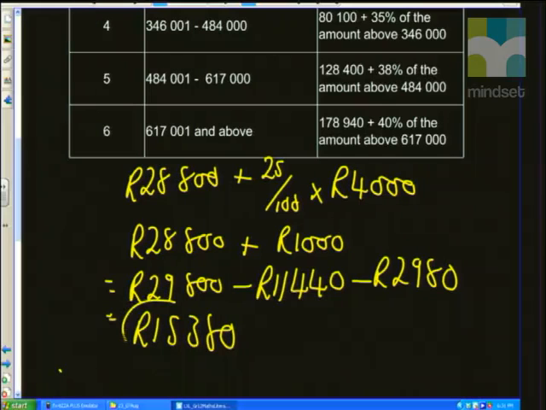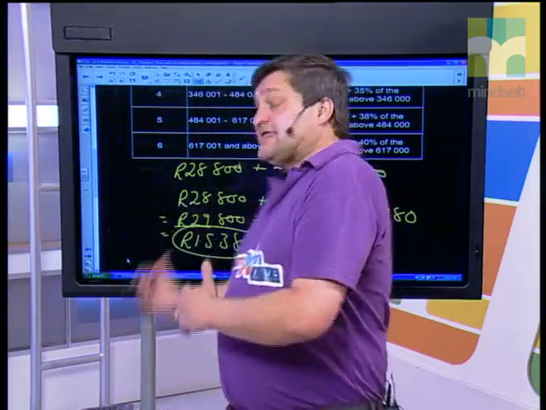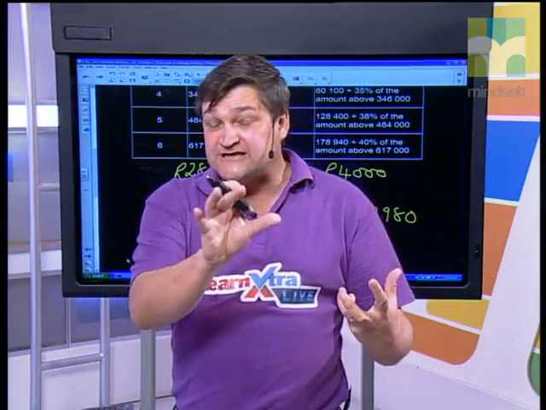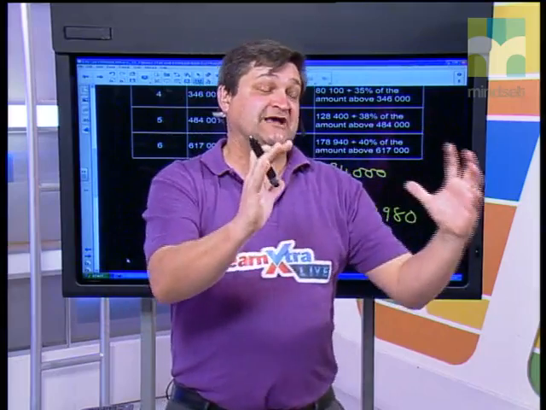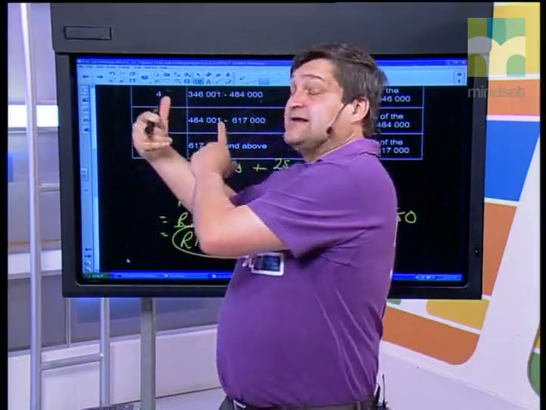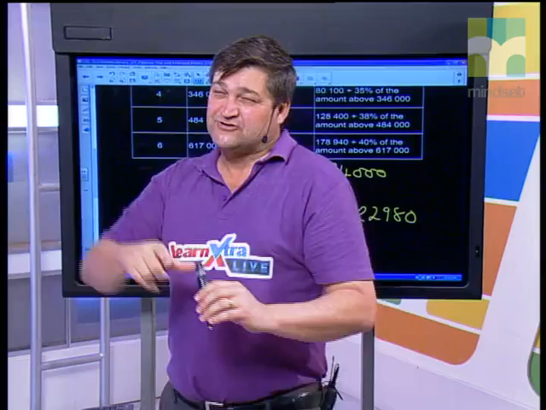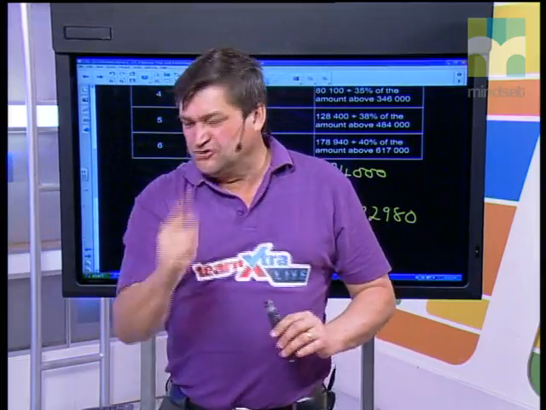15,380 rand. Now, guys, I'm really sorry I didn't have this rebate table, because I really wanted to show you how it works. But basically, when we get that answer and we get our previous answer, you're going to find that they're almost identical. They're just a few cents out. And why are they a few cents out? Because my deduction table looked at a range of salaries, whereas my tax table, you can calculate the exact amount of tax you're going to pay to the cent.